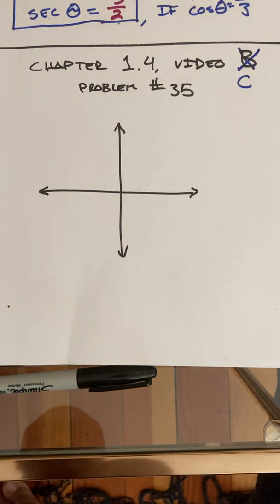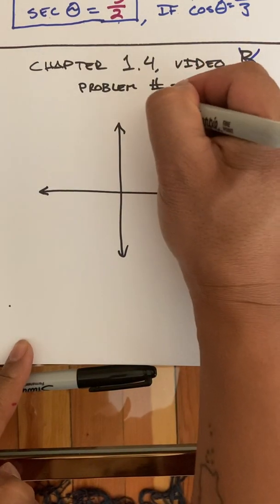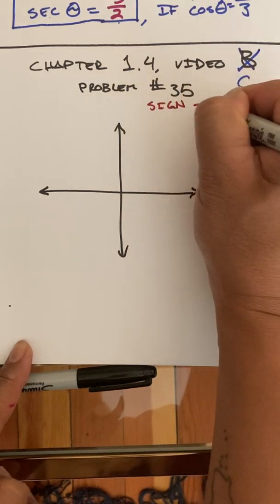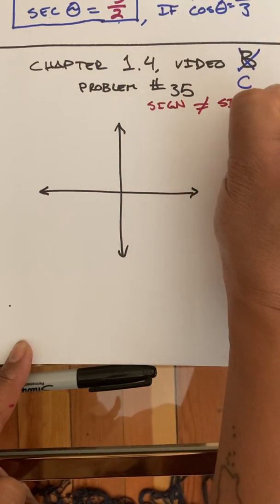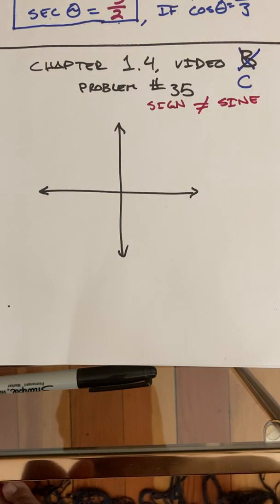All right. Now, I spelled out the word sign, S-I-G-N, just to avoid this confusion, okay? S-I-G-N is not the same as S-I-N-E. All right, and they sound exactly the same.